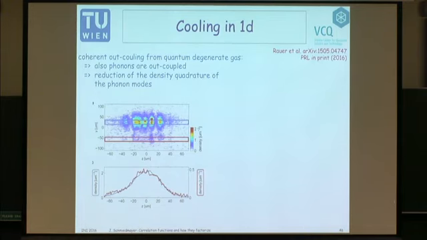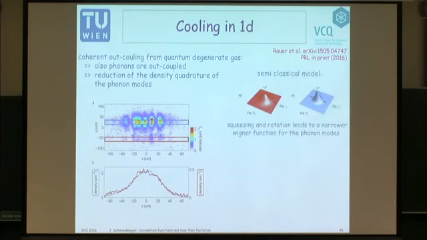So it basically means if you outcouple atoms, they also take excitations with them. When they take excitations with them, they reduce the density fluctuation of the system. Remember, density fluctuation and phase fluctuations are two quadrature components of the phonons. So I can write down the Wigner functions, and basically the Wigner function of the phonon distribution rotates.